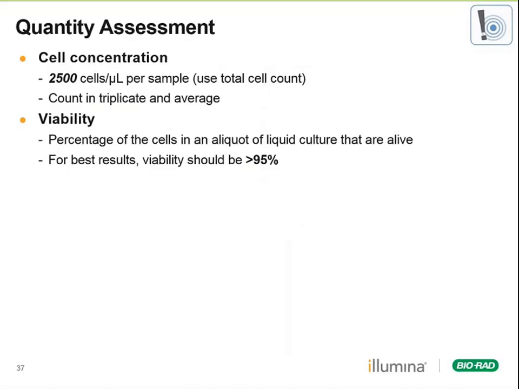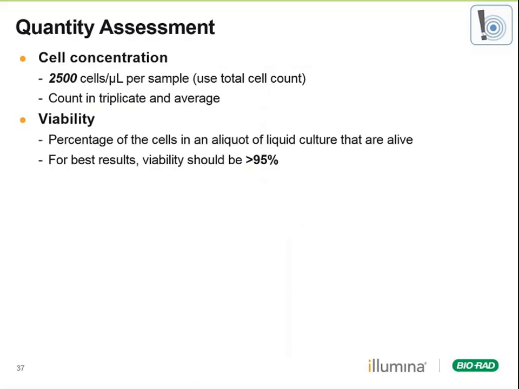Next is a very important step, your quantity assessment. So after cell passaging, when we're going to loading on the ddSEQ SCI, we want to achieve a concentration of 25 cells per microliter per sample. This includes both live and dead cells. To do this, we're going to count in triplicate and average it to get a really accurate quant.